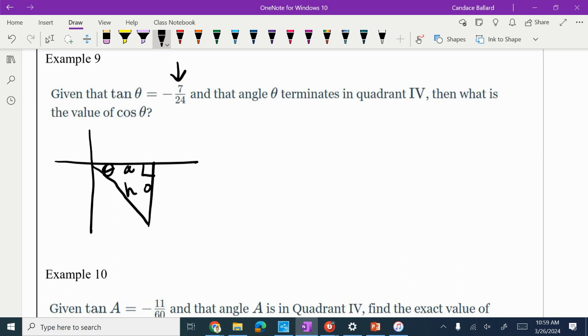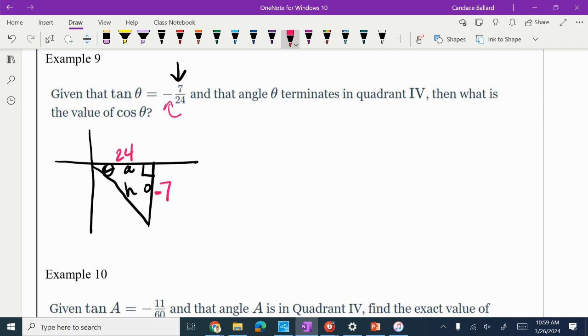Okay, tangent is what over what? Opposite over adjacent. So what went on my opposite leg? 7. What went on my adjacent leg? But one of them has to be negative. Which one was negative? 7, because the 7 went down, right? So that has to be where the negative goes.